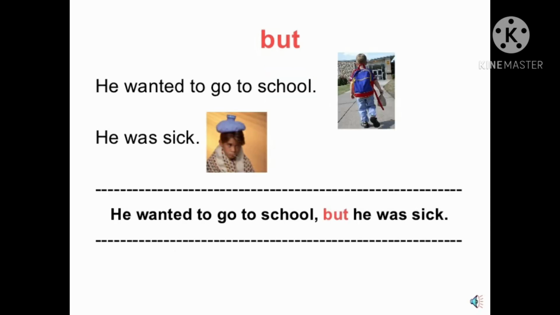Next sentence, he wanted to go to school. He was sick. So how will we write it? He wanted to go to school but he was sick. So you can see these have opposite ideas. He wanted to go to school but at the same time he was sick. Both the sentences are opposites.